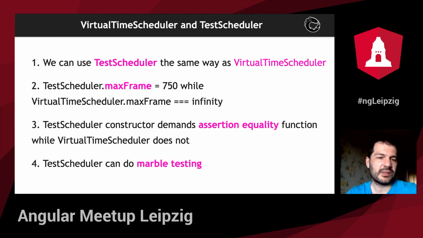We can take our test with virtual time scheduler and replace its instance with a test scheduler instance. But there are some small things you have to know before doing this. Test scheduler and virtual time scheduler have a special max frames param. It determines a time depth for executing scheduled tasks when we flush them. Test scheduler's max frames value is set to 750 milliseconds. This is done as a sanity check for marble testing. We will talk about marble testing later. So if your code delays are bigger than that value, you should reassign it. Test scheduler also demands an assertion expression when you create an instance. It makes test scheduler testing-framework agnostic, which is cool.